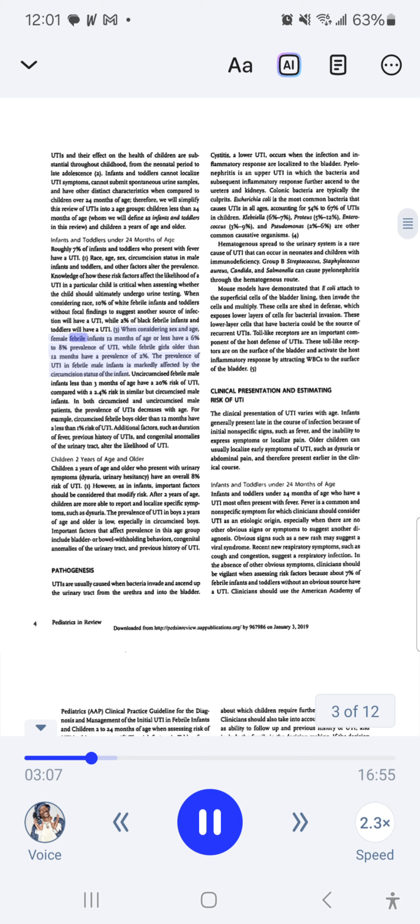3. When considering sex and age, female febrile infants 12 months of age or less have a 6% to 8% prevalence of UTI, while febrile girls older than 12 months have a prevalence of 2%. The prevalence of UTI in febrile male infants is markedly affected by the circumcision status of the infant. Uncircumcised febrile male infants less than 3 months of age have a 20% risk of UTI, compared with a 2.4% risk in similar but circumcised male infants.